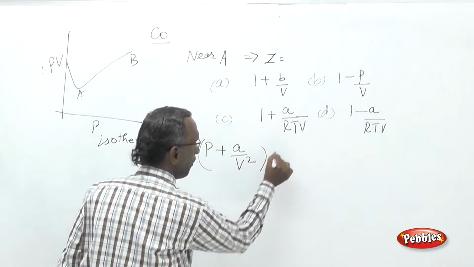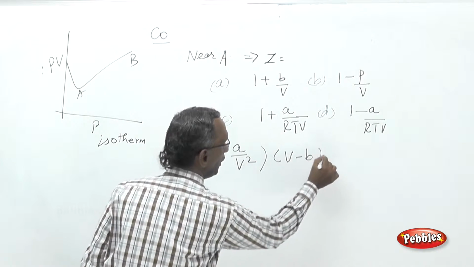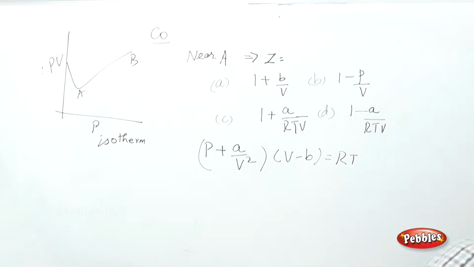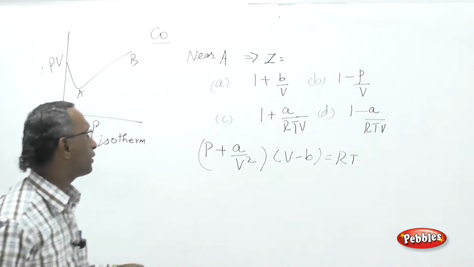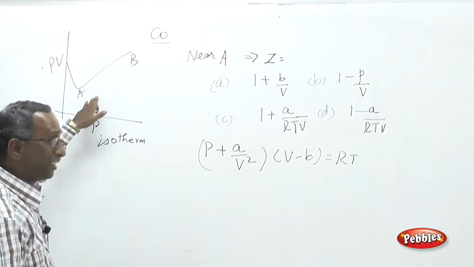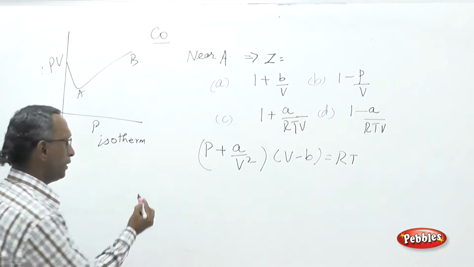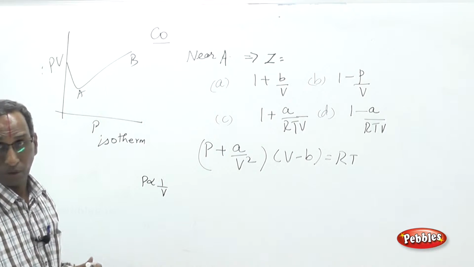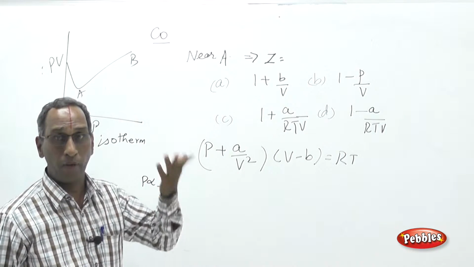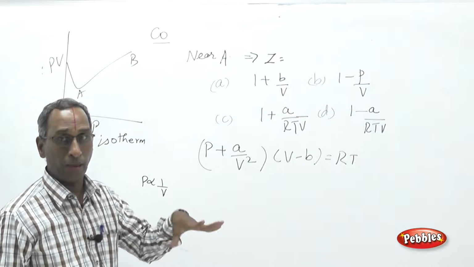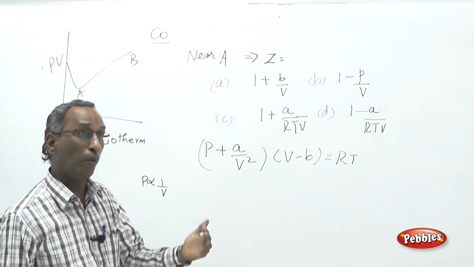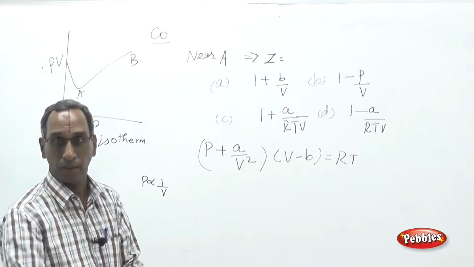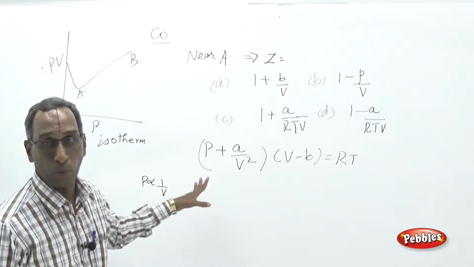P plus a by V squared into V minus b equals RT. This is one type of equation, the Van der Waals equation. Under normal pressure and volume conditions, any system will definitely obey Boyle's law. It need not obey Charles' law, Avogadro's law, anything. Actually Boyle proposed the law based on the behavior of gases. That's why any gas will obey Boyle's law.